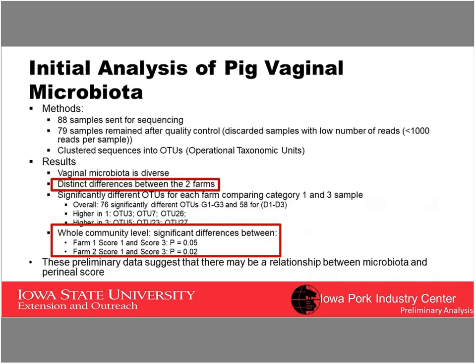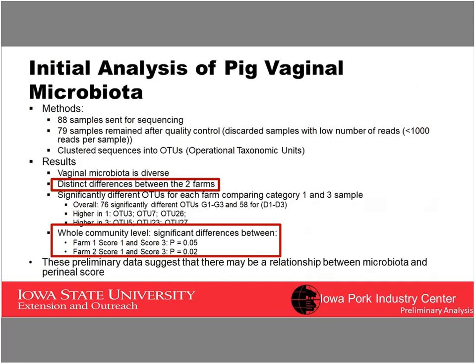So one of the things that we did is that Zoe Kiefer, a research associate with my group, went out with Amanda on a couple of the sow farms and collected vaginal microbiota from about 88 different sows. And then we sent that to work with Dr. Stefan Smith-Essner, who's a microbiologist at Iowa State University. And he did some initial sequencing and some initial analysis.